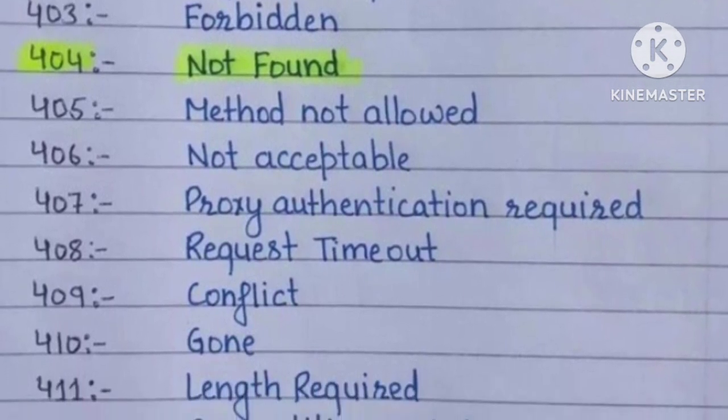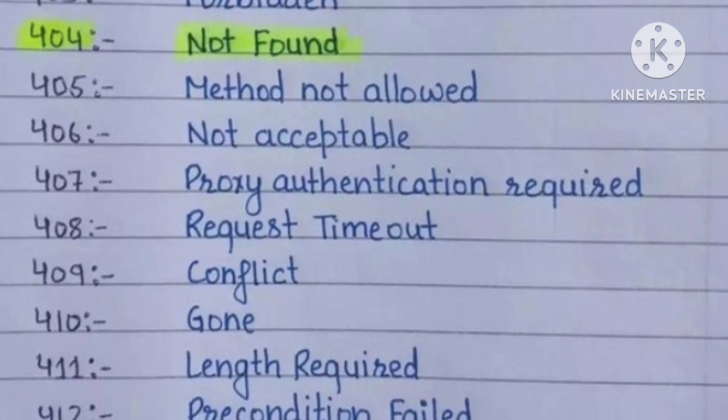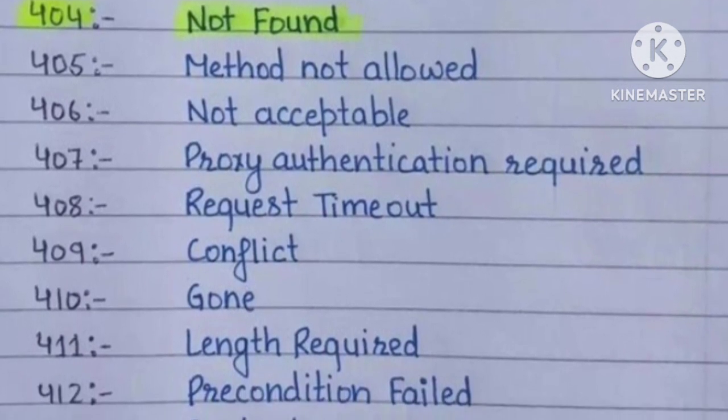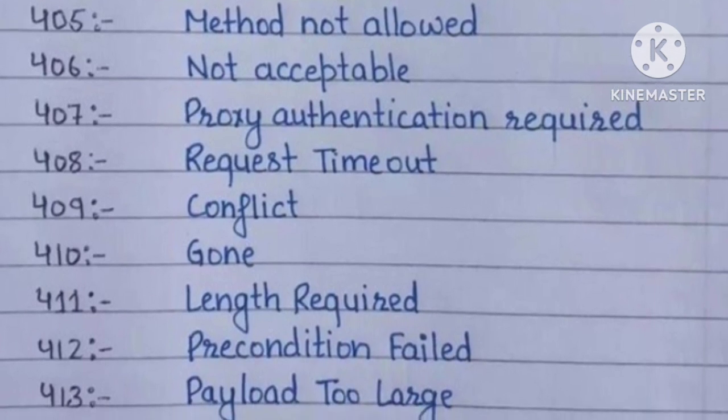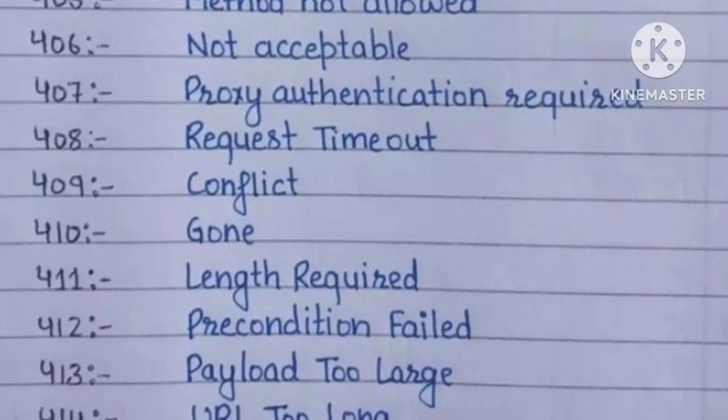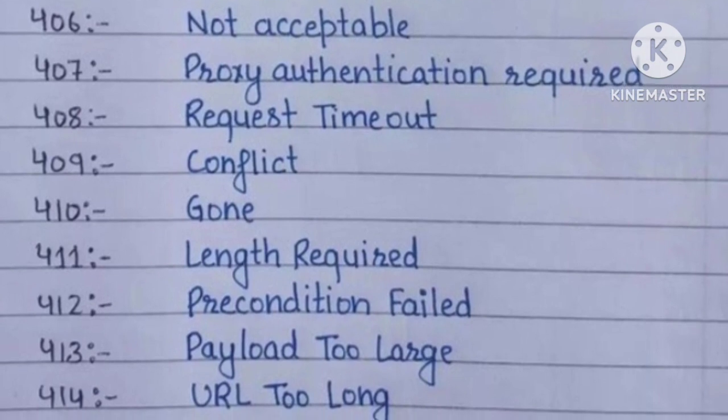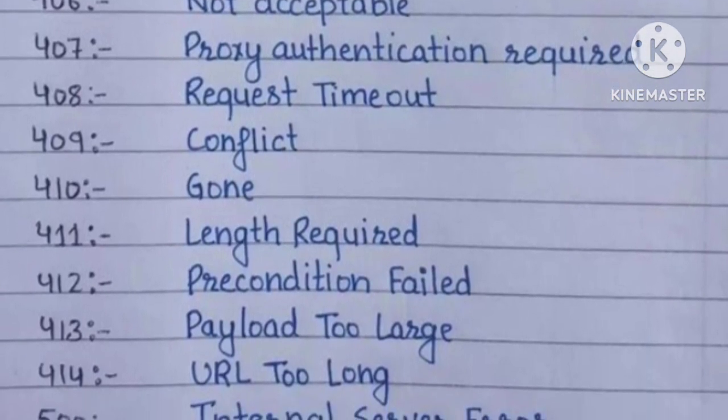408. Request timeout. 409. Conflict. 410. Gone. 411. Length required. 412. Precondition failed. 413. Payload too large. 414. URL too long.